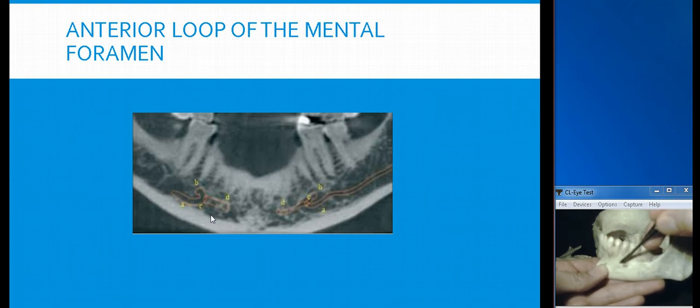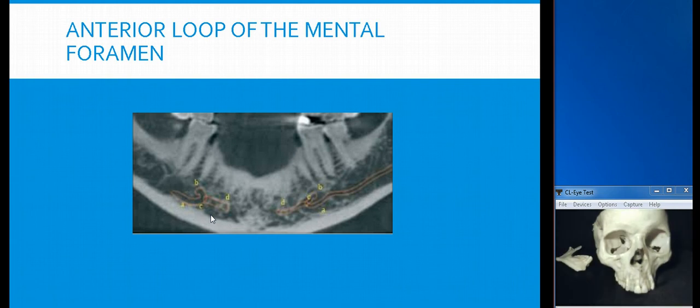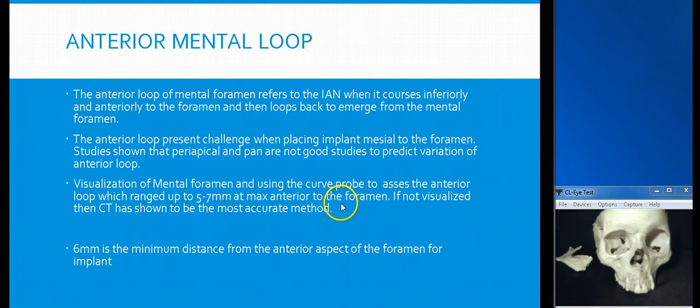But at least for me, when I didn't have the CT scan, I would actually probe it to see where it is, and then do my implant in that area. But for our purpose here, let's see. Okay, so that anterior mental loop, that's what we're going to call that little curve that comes in.